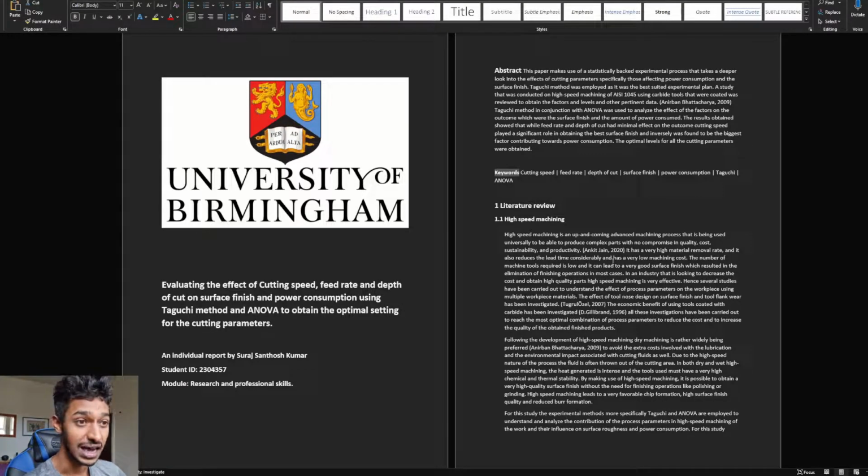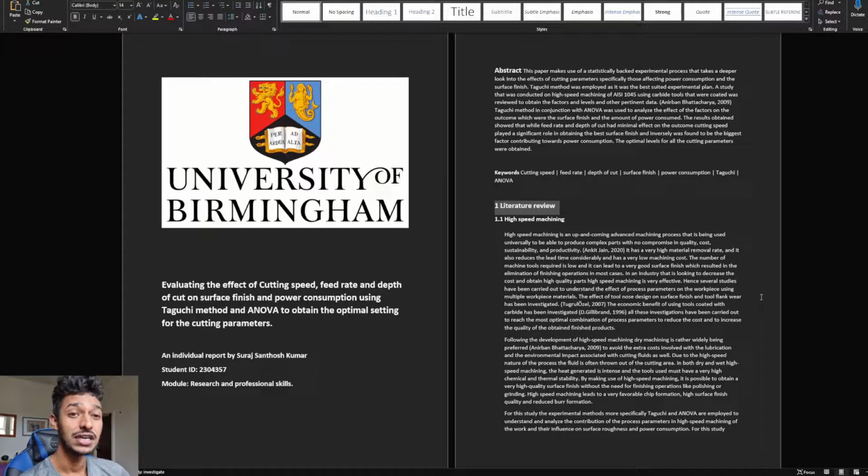The keywords are supposed to indicate what your whole paper is about. So my paper was dependent on some parameters which were cutting speed, feed rate, and the rest of the stuff that you see there, which are technical, and I'm not going to dig deep into that.